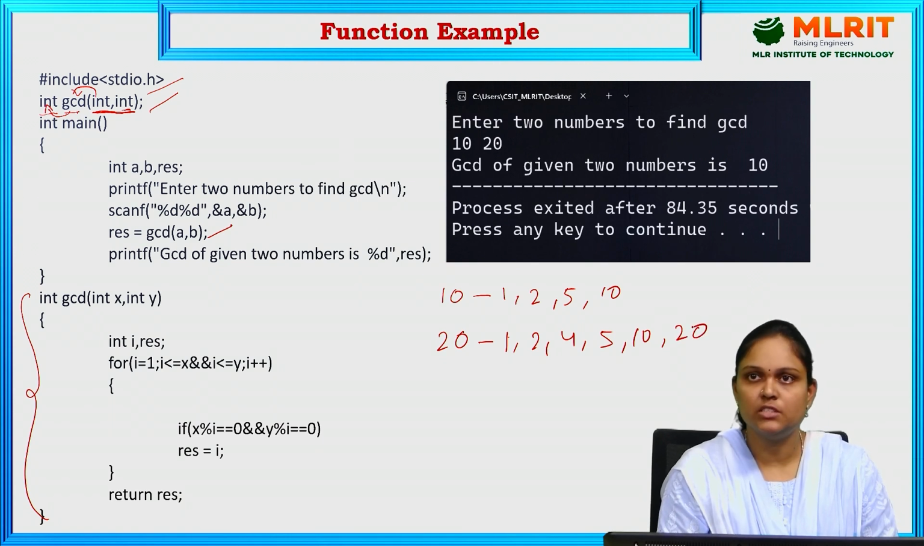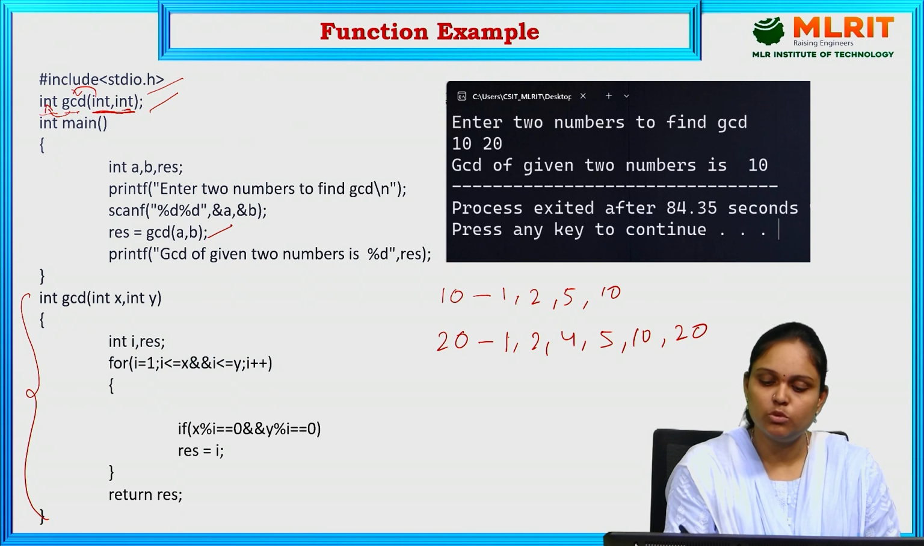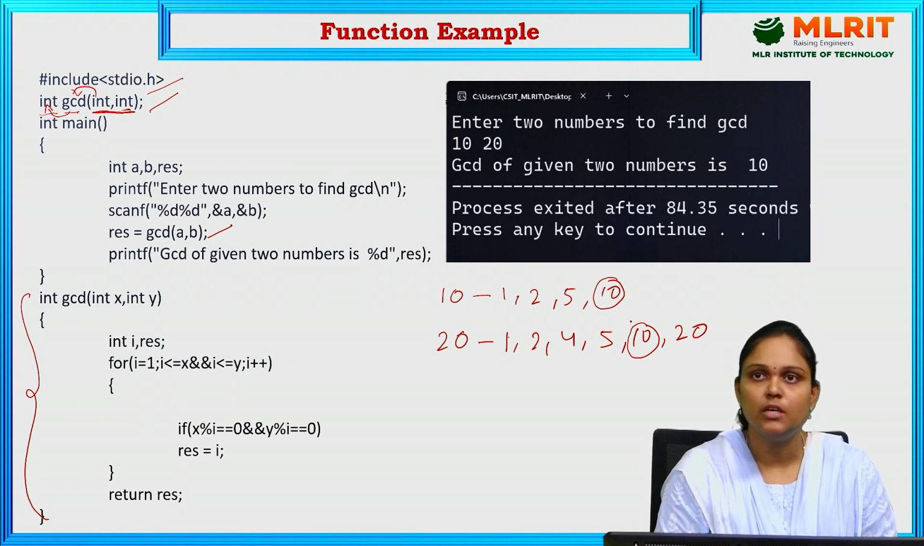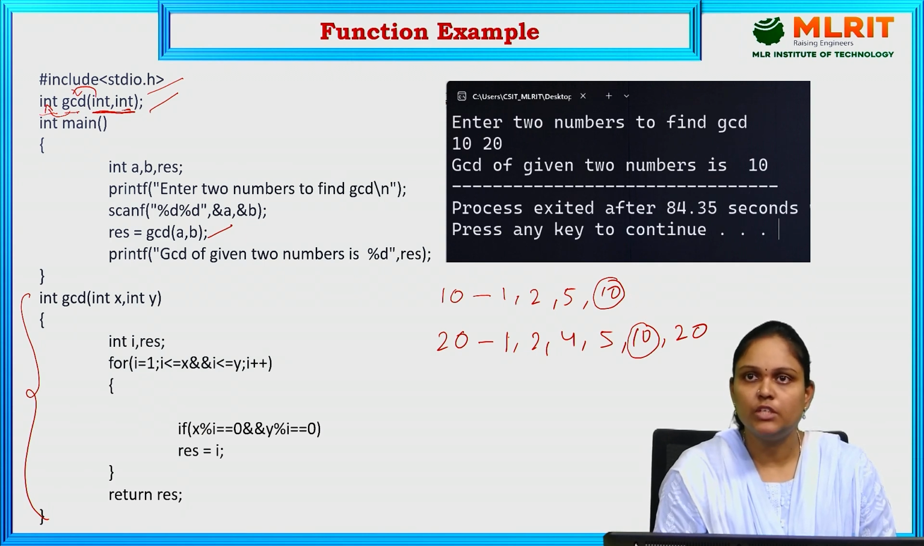Coming to the GCD concept, GCD is nothing but the greatest common divisor. In both numbers 10 and 20, the greatest common divisor is 10. This is the greatest number and it is also a common divisor of both 10 and 20. So we need to get the answer as 10. We need to write instructions in such a way to complete our task.